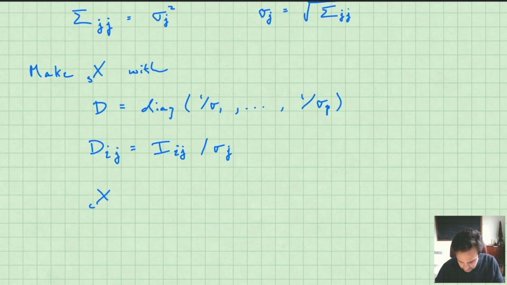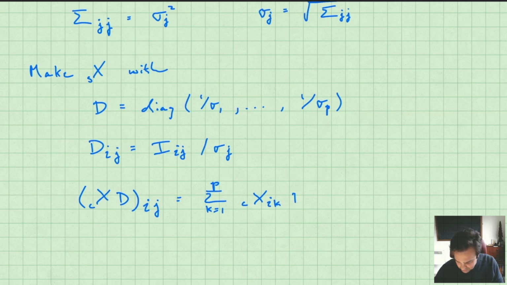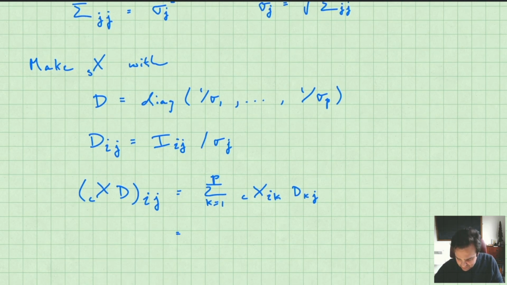And so we'll check that. We'll look at row i, column j. This is the method you use to calculate the standardized data. It's a matrix multiplication, so we get the sum over k equals 1 to p, sorry about that, of x centered row i, column k, times D row k, column j. That's just matrix multiplication. But D kj is really the identity matrix, so that's what this guy is.